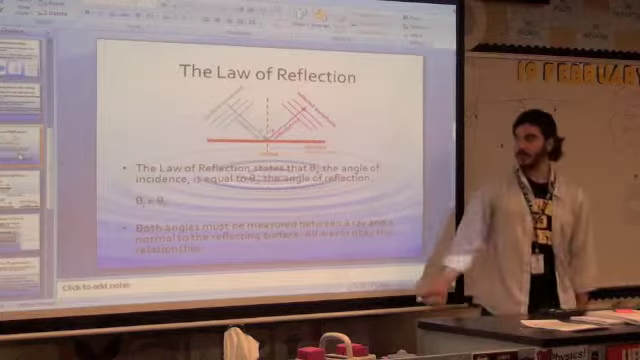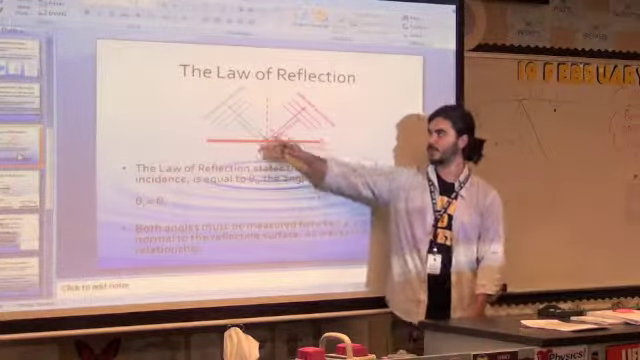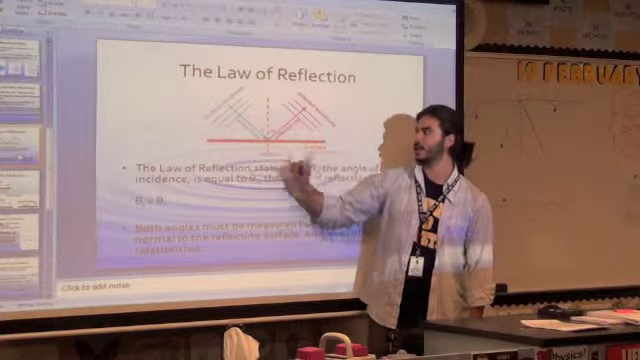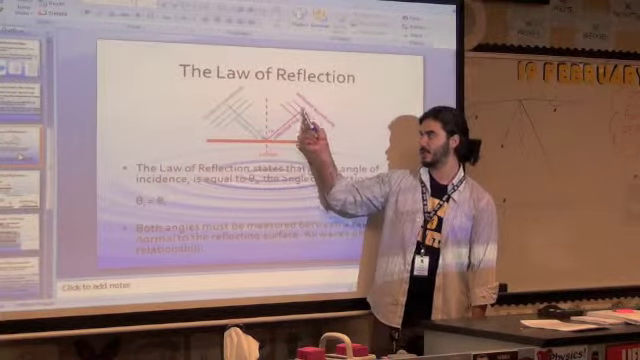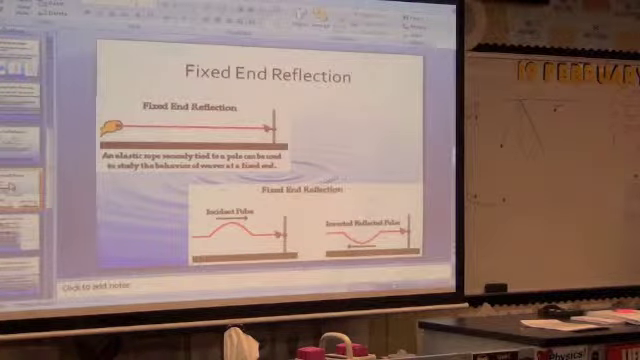So that's pretty much all it's saying, that the law, or the angle of incidence, which is this angle from the normal line to your ray, is going to be equal to this angle from the ray off of the other side of it. So this is fixed end reflection.